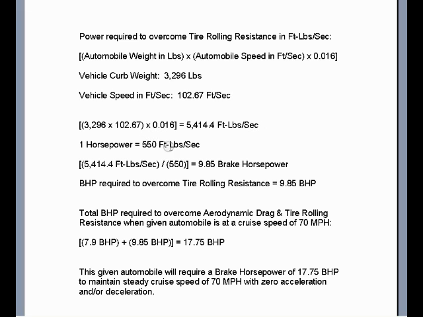There's 550 foot-pounds per second to 1 horsepower. Since we're not using watts, we're using foot-pounds per second, you need to use 550 instead of 746. Divide those out, it's almost 10 horsepower to overcome the tire rolling resistance. 9.85 to be exact. So when we add it together, it's almost 18 brake horsepower to keep the car moving at steady speed at those given environmental conditions.